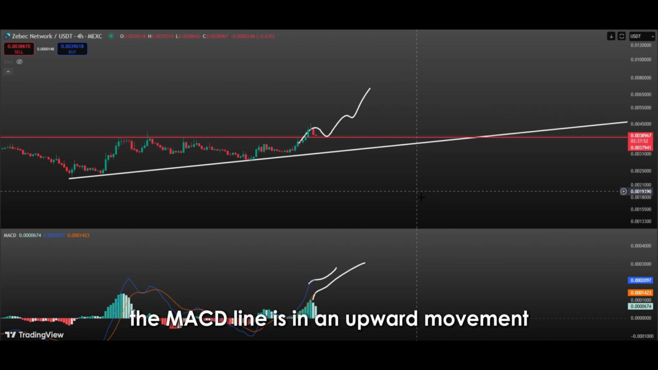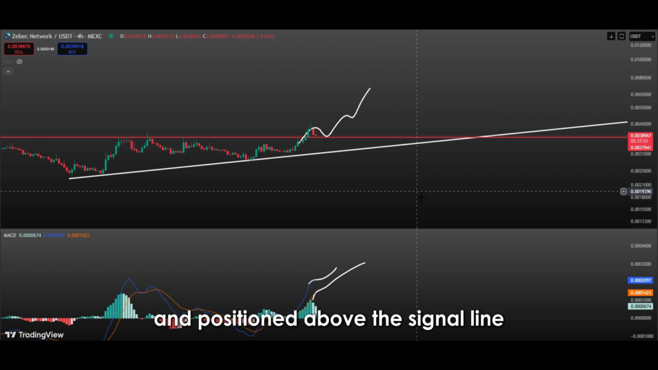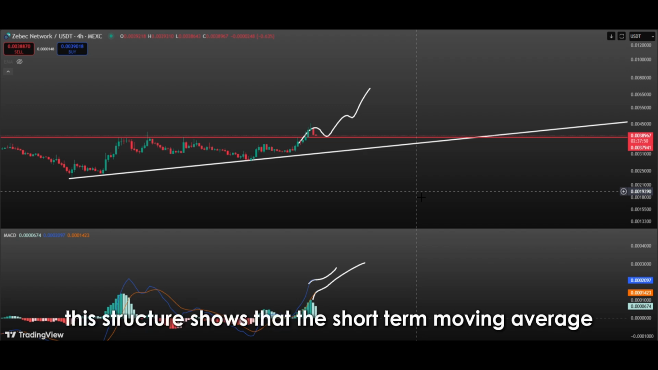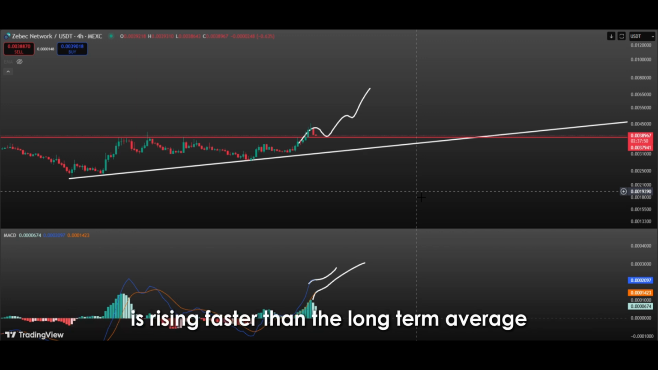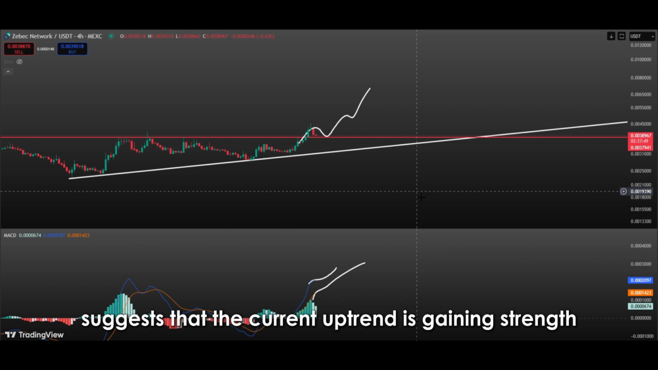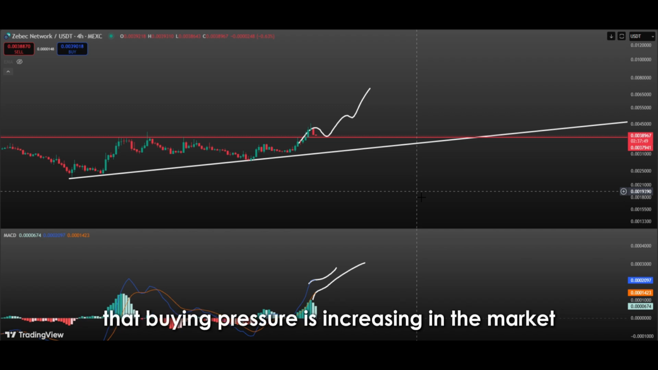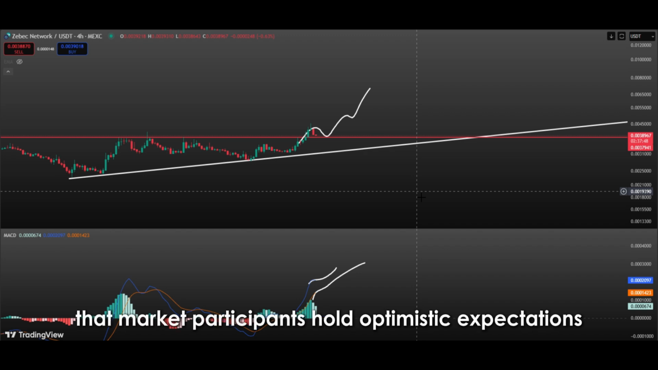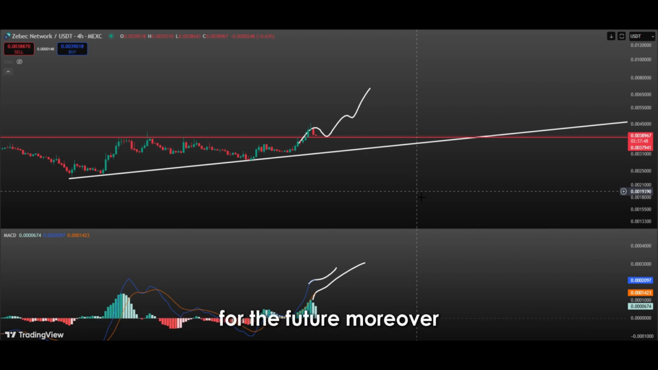If the MACD line is in an upward movement and positioned above the signal line, this indicates that the market is being supported by buyers. This structure shows that the short-term moving average is rising faster than the long-term average. This, in turn, suggests that the current uptrend is gaining strength, that buying pressure is increasing in the market, and more importantly, that market participants hold optimistic expectations for the future.